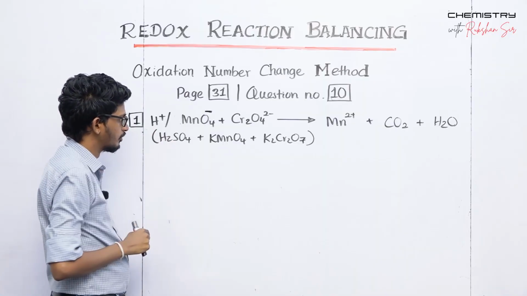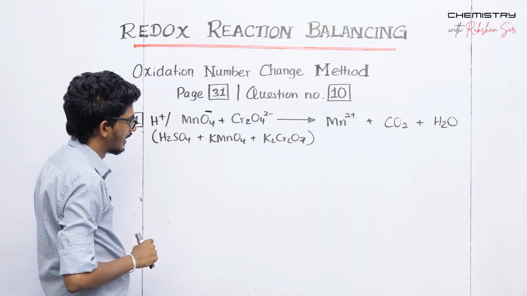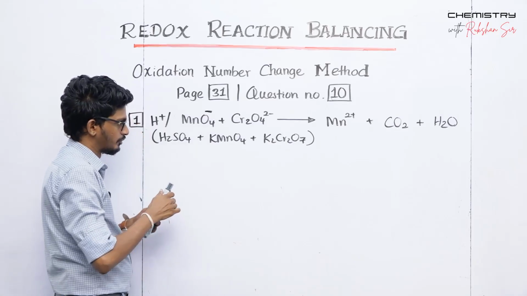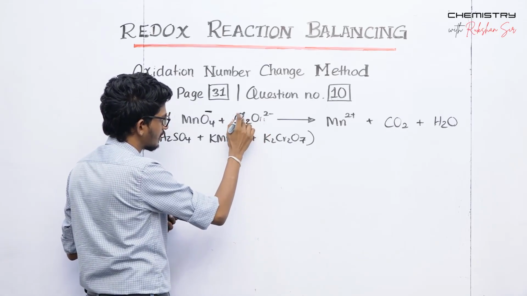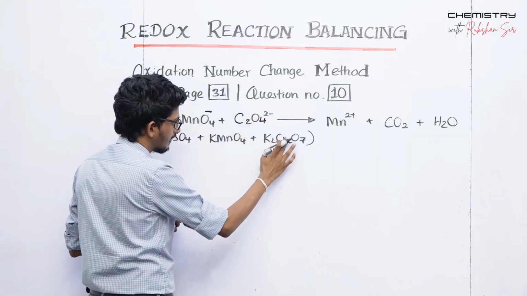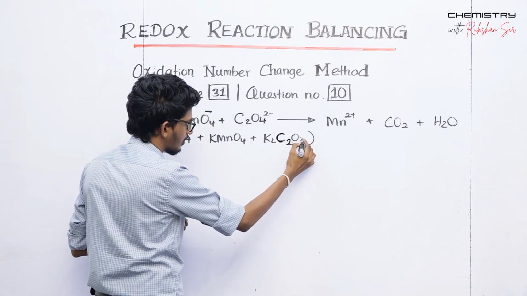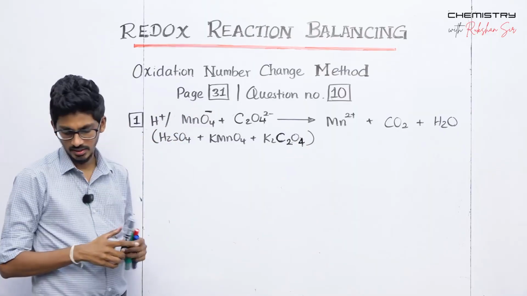To provide the acidity to the medium, H2SO4 is used, and to provide the MnO4 minus ions, KMnO4 is used. To provide the oxalate ions, sorry, this should be oxalate C2O4 2 minus, they had used potassium oxalate.